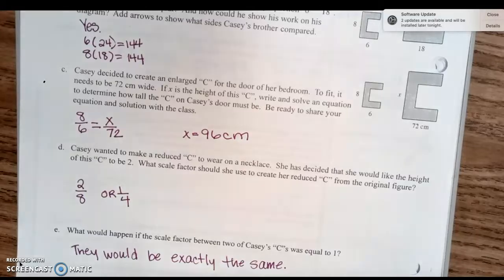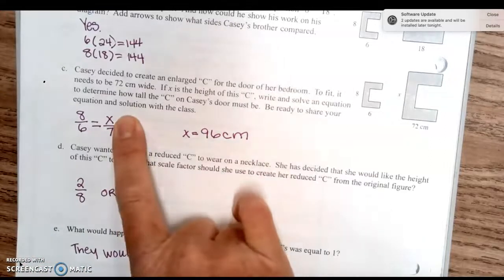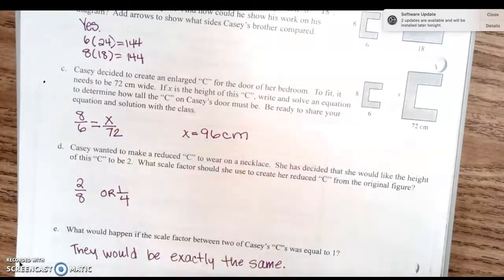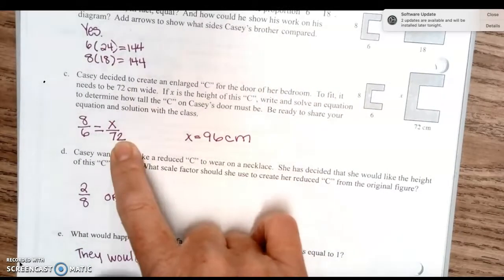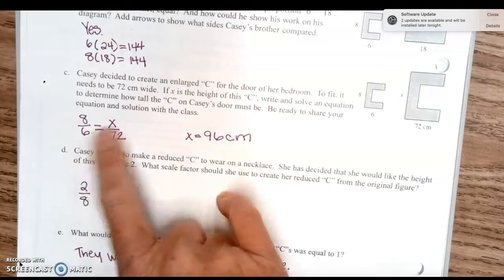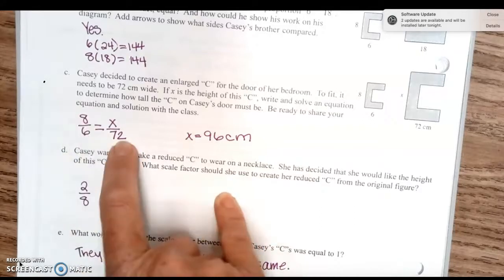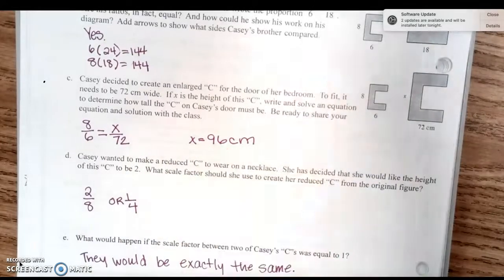Okay? So if the proportion is 8 to 6, and you want it to be a certain height, and you know that it is 72 centimeters wide, you're going to put the x, the unknown, where the height would be, and the 72 where the width would be. Then you're going to solve by using something called the cross product. So you go 6 times x equals 8 times 72. Multiply 8 times 72 and divide by 6. You're going to get 96. Okay?